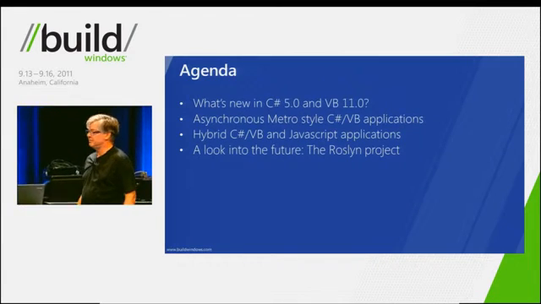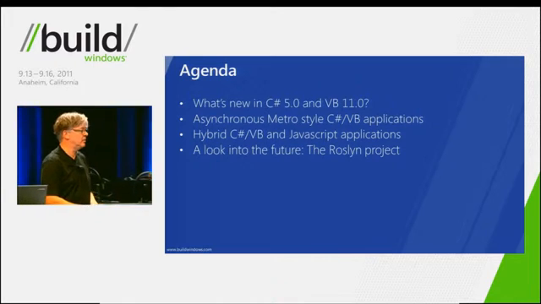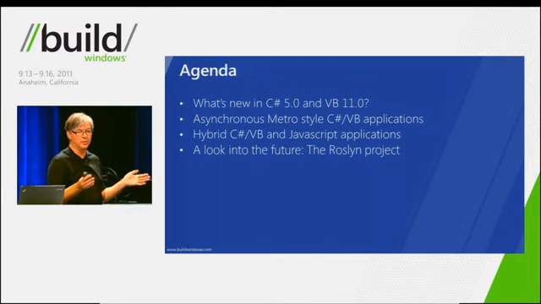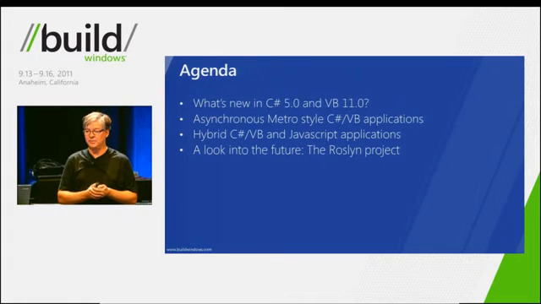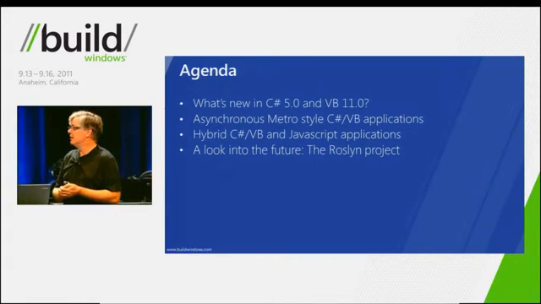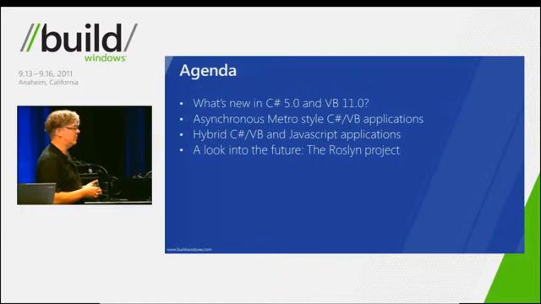Agenda, briefly. We're going to look at what's new in C# 5.0 and VB 11, which are the versions of the languages that are included in Visual Studio 11. We're going to take a look at writing asynchronous Metro-style applications, also hybrid C# JavaScript apps, and then a look into the future with a project we have called Roslyn.